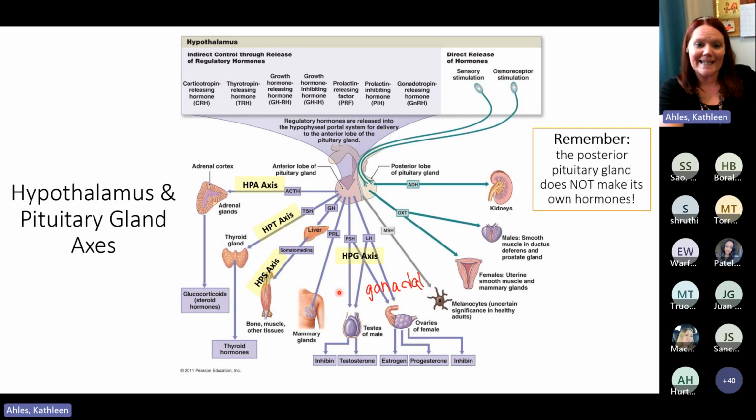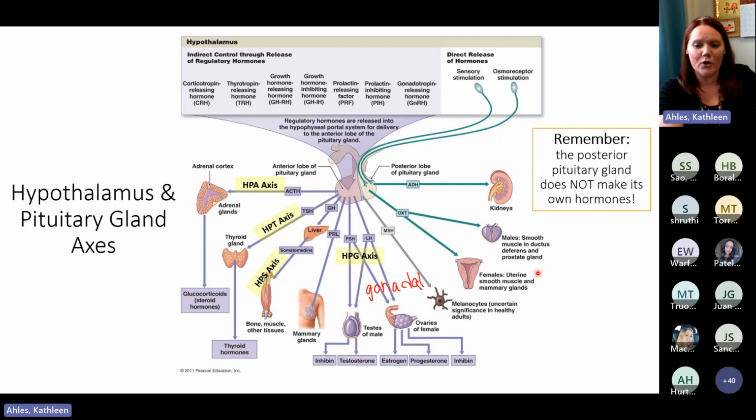We only see these axes, the hypothalamo-pituitary axes, with the front half of the pituitary gland. Because if you live in the back half of the pituitary gland, you don't make your own hormones. So there's not an axis that we can do here, because the hypothalamus itself is what's actually making the hormones that are being released. So we already talked a little bit about oxytocin, at least on the female side.